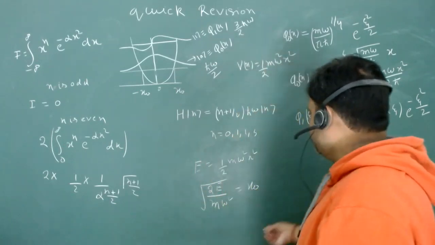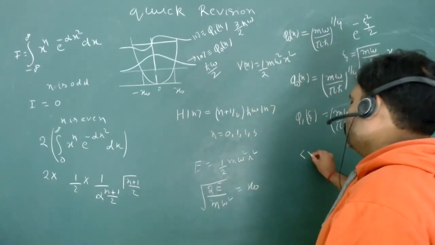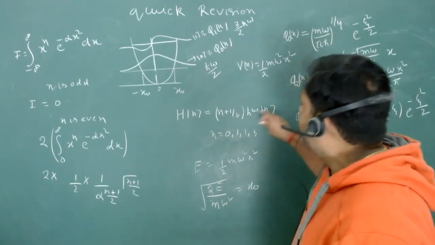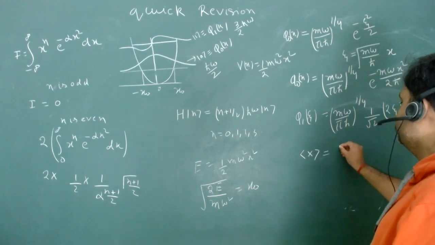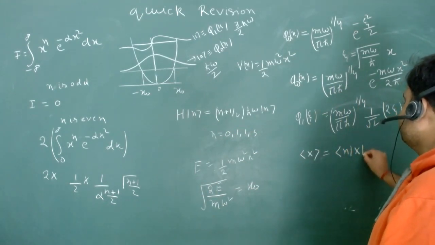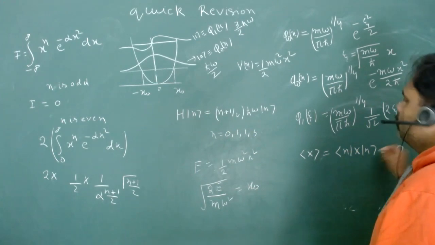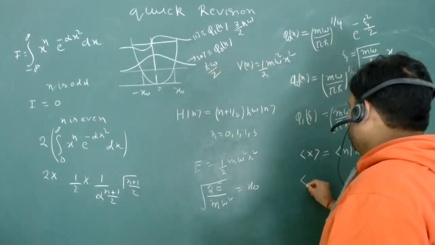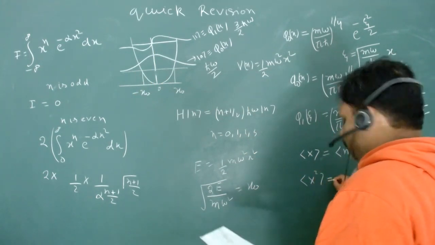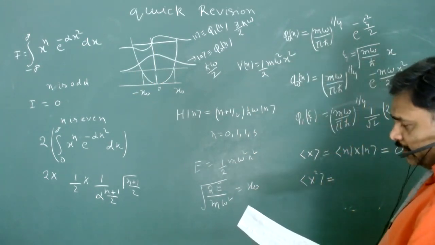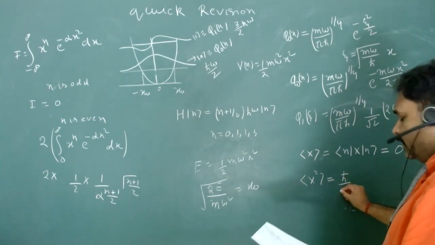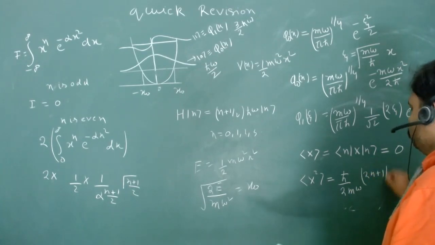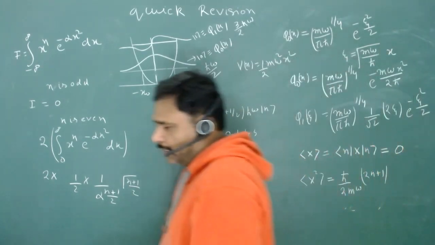So this is very important, and you also have to check that the expectation value of x in any energy eigenstate, <n|x|n>, is equal to 0, because you can see this potential is symmetric about x equal to 0. And you also have to remember the expectation value of x square, which is equal to h cut upon 2m omega times (2n plus 1). So these two things you have to remember.